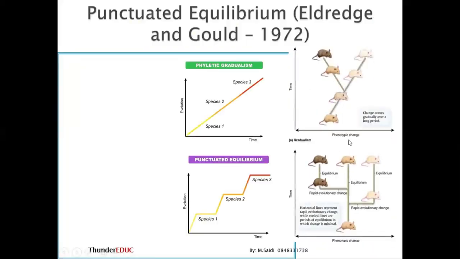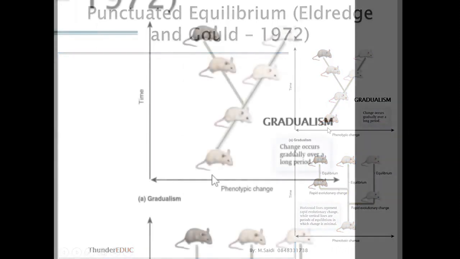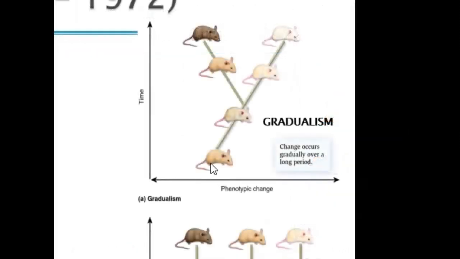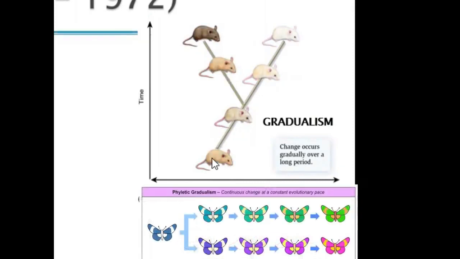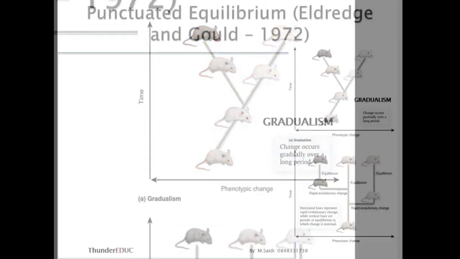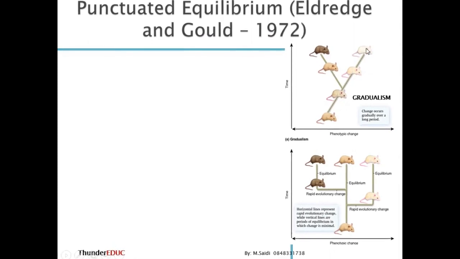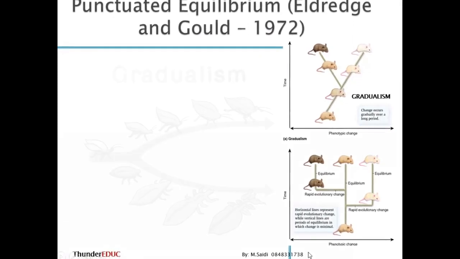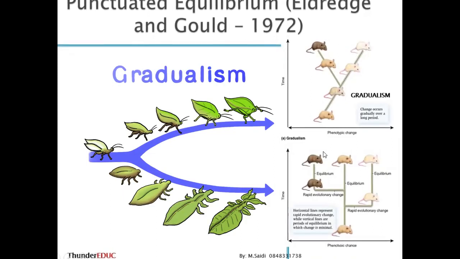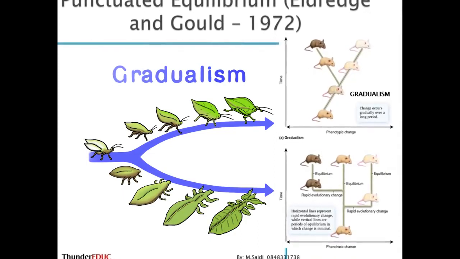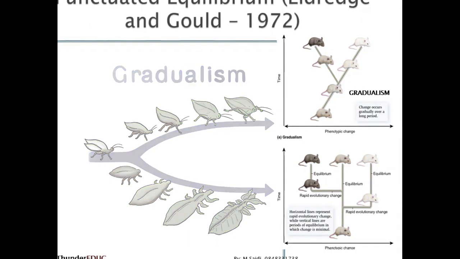So if you look at these two diagrams, one is showing punctuated equilibrium and the other is showing gradualism. Gradualism shows that a species changes gradually. They change gradually over a great period of time. There is no rush in the changing. They change from this point to this point, but the change is gradual. It is not fast.